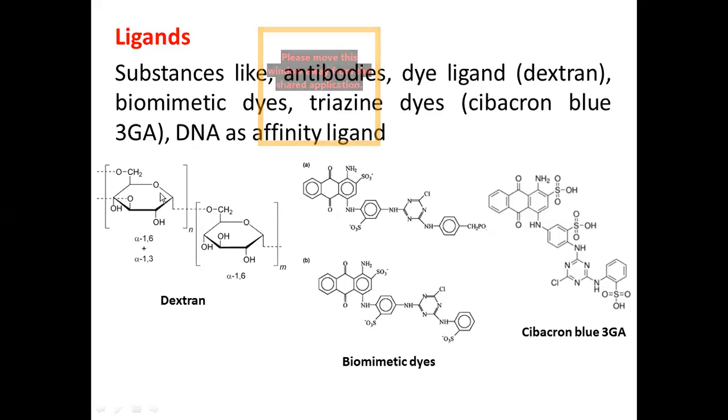So you can see the functional groups present here: OH, OH, OH, OH, CH2PO, NH2, SO3 minus, double bond O, double bond O, like this. So this is a dextran. These are some biomimetic dyes. Of course, the trivial name can also be given, but they belong to biomimetic dyes.